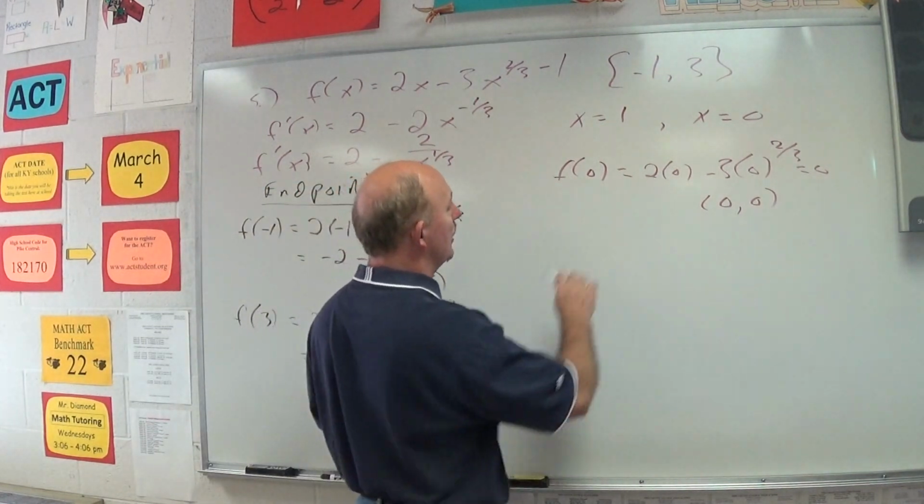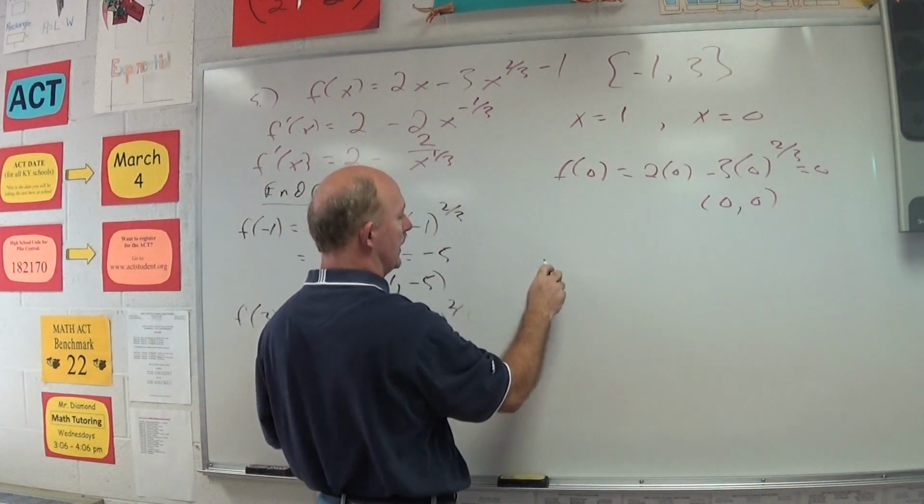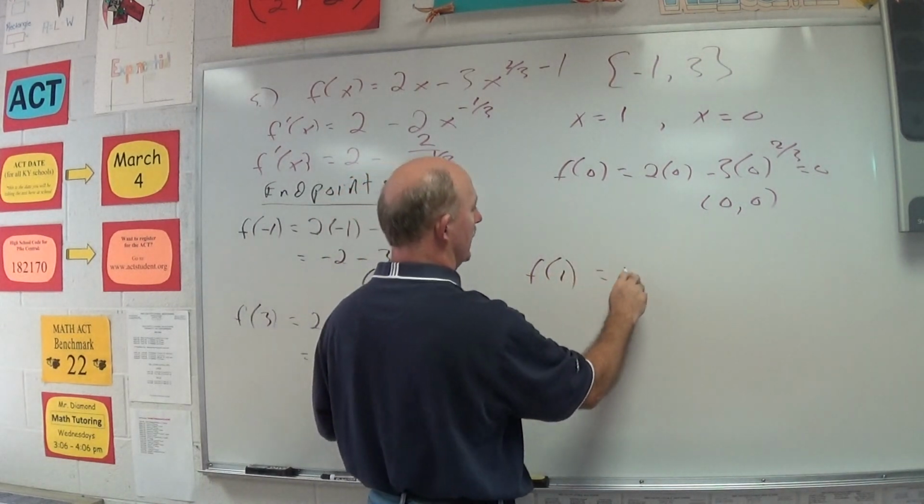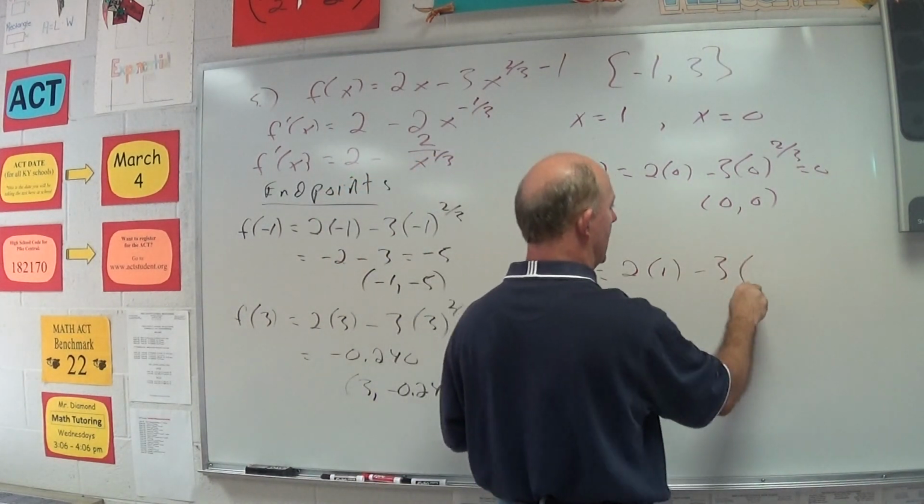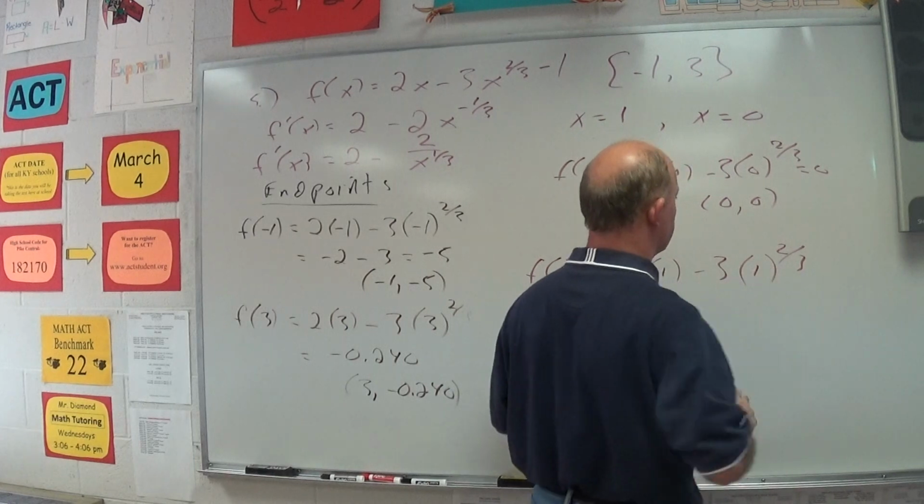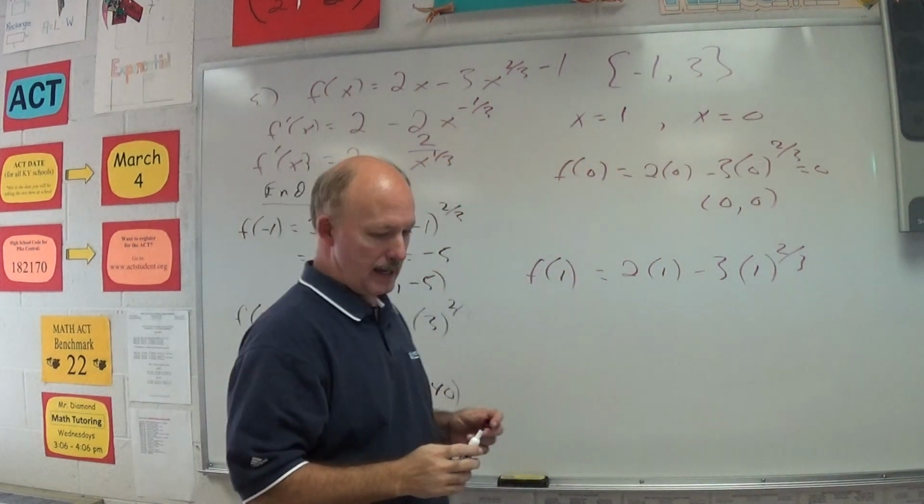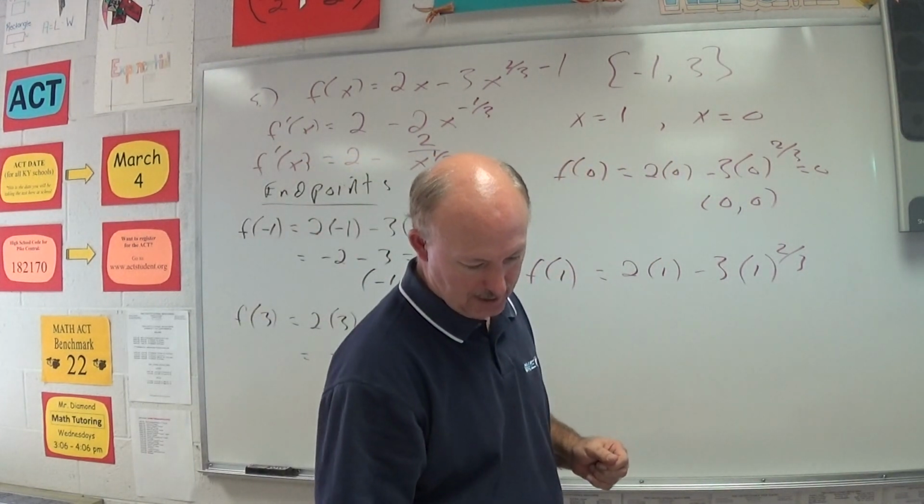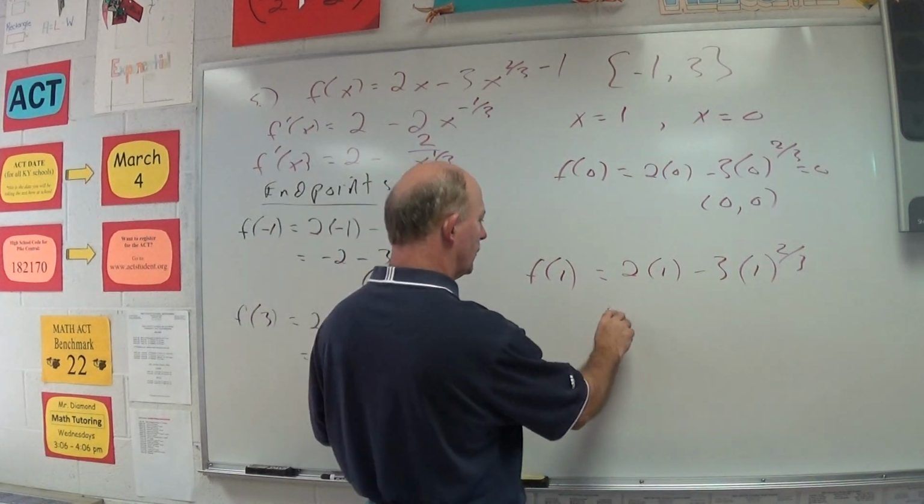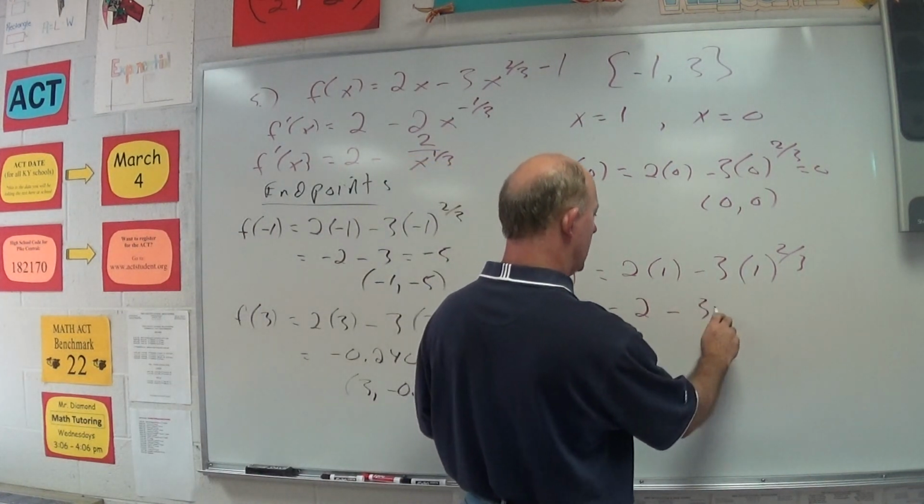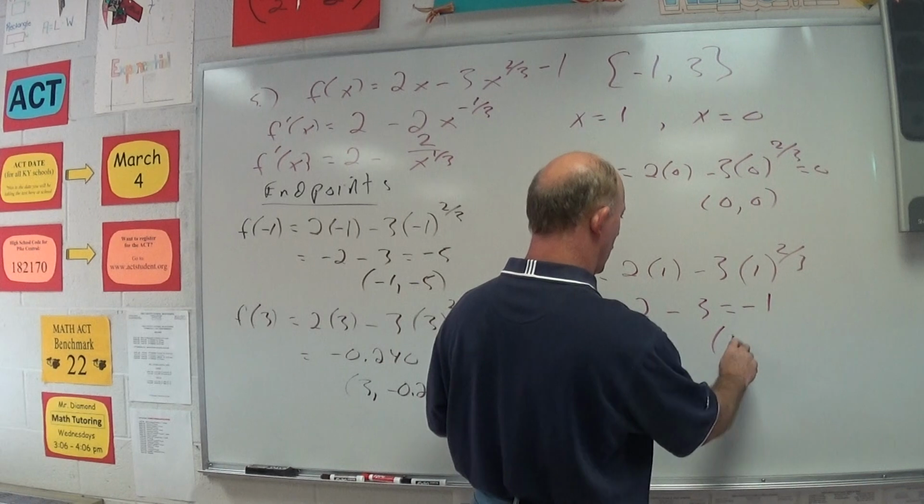Okay, let's substitute the 1 into the original function now. So this will be f of 1. This will be 2 times 1 minus 3 times 1 to the 2/3 power. So 2 times 1 gives us 2 minus 3, which would be -1. So this would be the point (1, -1).